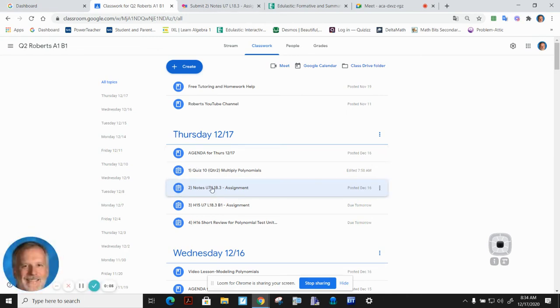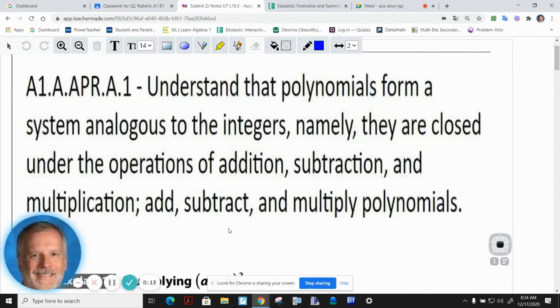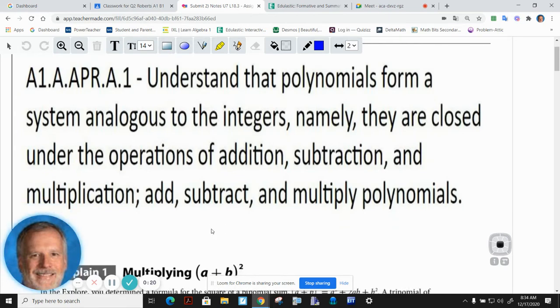We want to look at your notes for today. It's found here in your classwork for today's date under notes. It'll take you to our teacher-made notes. Here's our standard. All this week we've been working on adding and subtracting and multiplying polynomials.